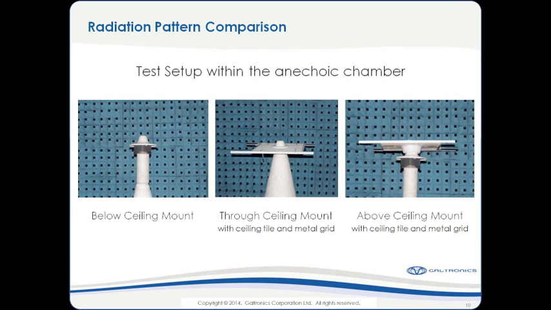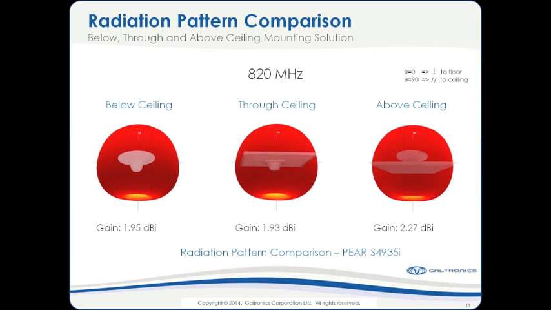If we go on to the next slide, this is a comparison of those measurements. And in this case, we see at 820 megahertz, when we look at the pattern below the ceiling, we have a gain, again, this is directivity times efficiency, of around 2. When we do the through ceiling mounting, we have a gain of around 1.93. So at this particular frequency, the antenna pattern shape has not changed that much, and the antenna efficiency has not changed that much.